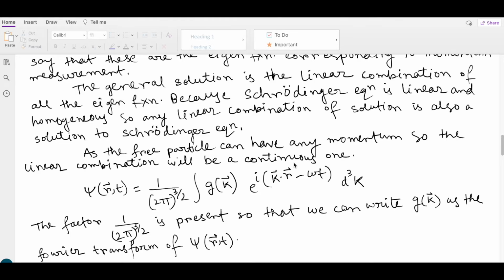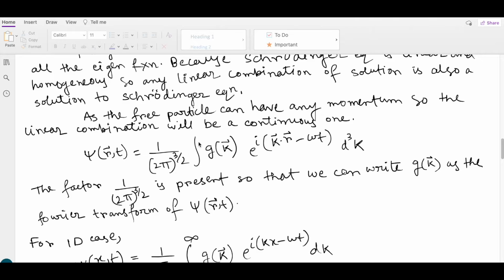to get a linear combination we have to take a continuous integration: ψ(r,t) = 1/(2π)^(3/2) ∫ g(k) e^(i(k·r - ωt)) d³k, where g(k) is the constant of expansion. As in the discrete case we used c_i, here g(k) plays the same role as c_i, and this factor of 1/(2π)^(3/2) is present because we want to write g(k) as a Fourier transform of ψ(r,t).